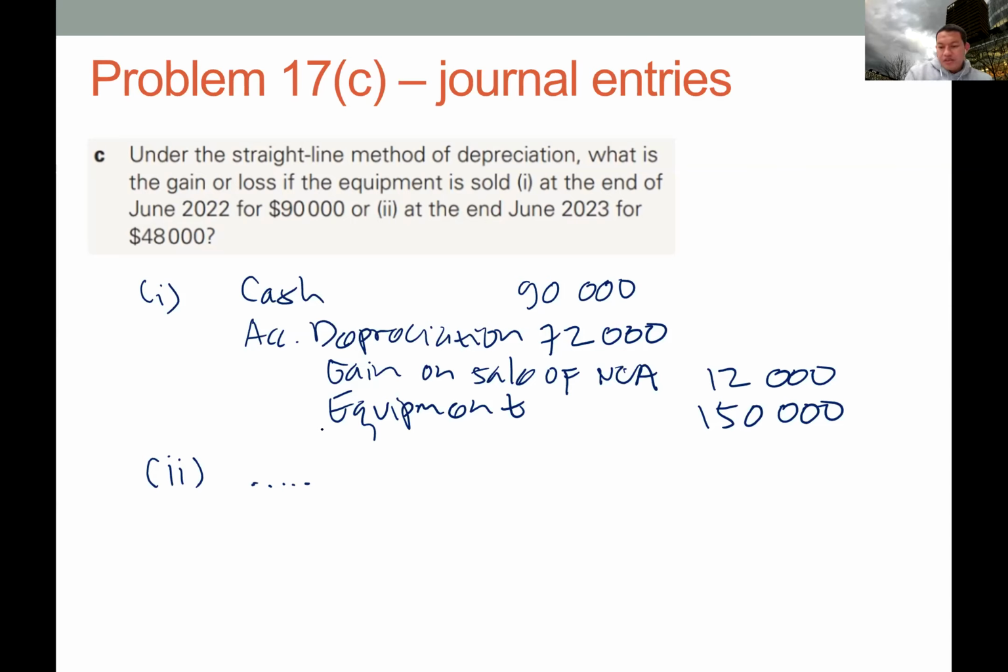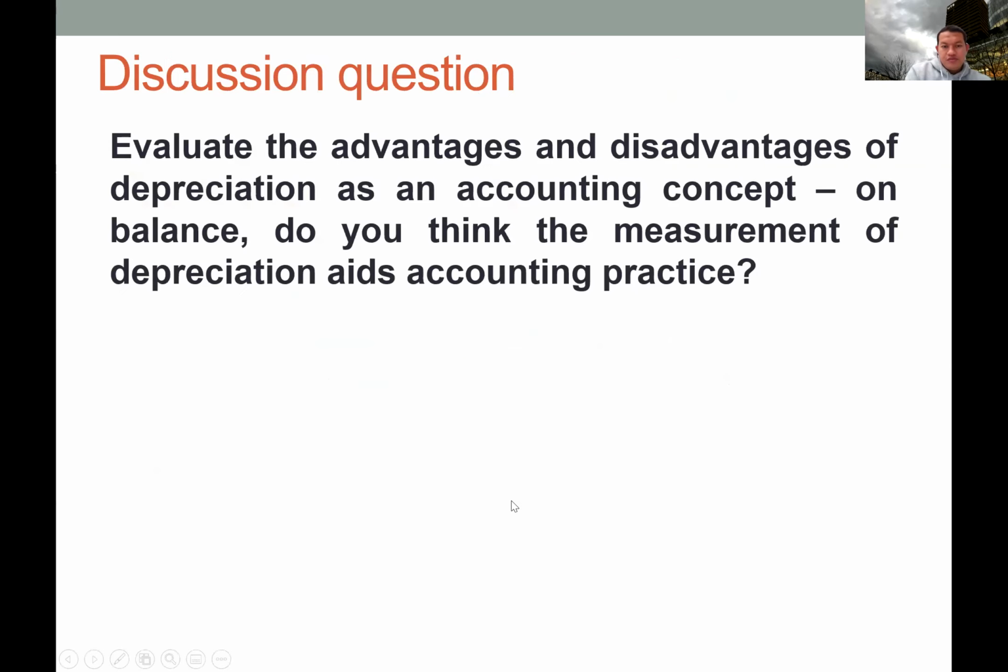Any comment or questions on problem 17? No? Okay. Let's move to the discussion question. The question is: evaluate the advantage and disadvantage of depreciation as an accounting concept. On balance, do you think the measurement of depreciation aids accounting practice?